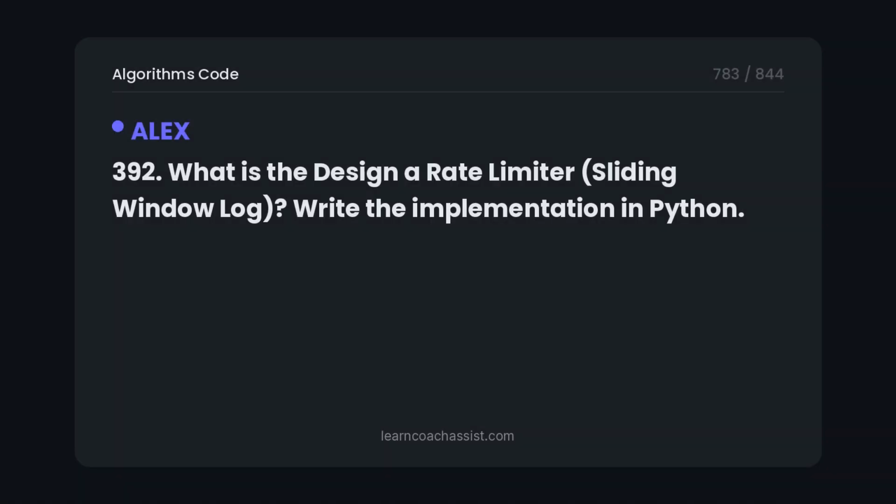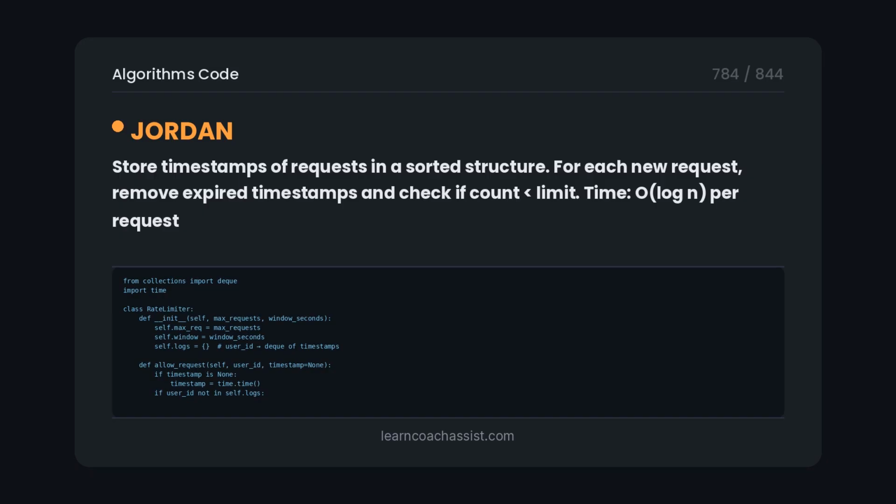392. What is the design rate limiter, sliding window log? Write the implementation in Python. Store timestamps of requests in a sorted structure. For each new request, remove expired timestamps and check if the count is within the limit. Time O(log n) per request.